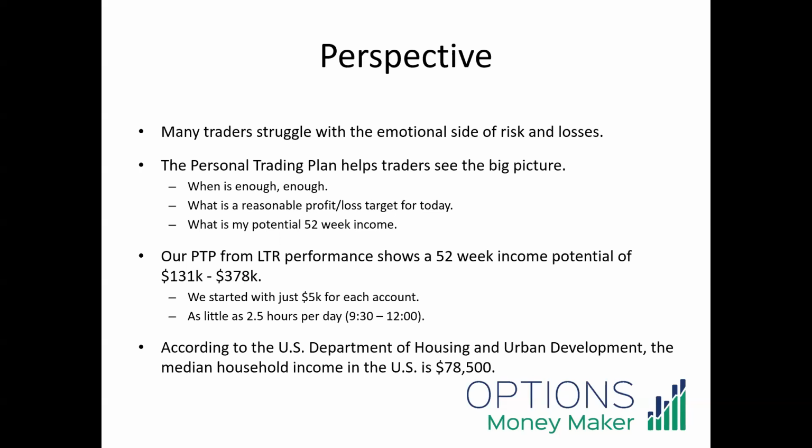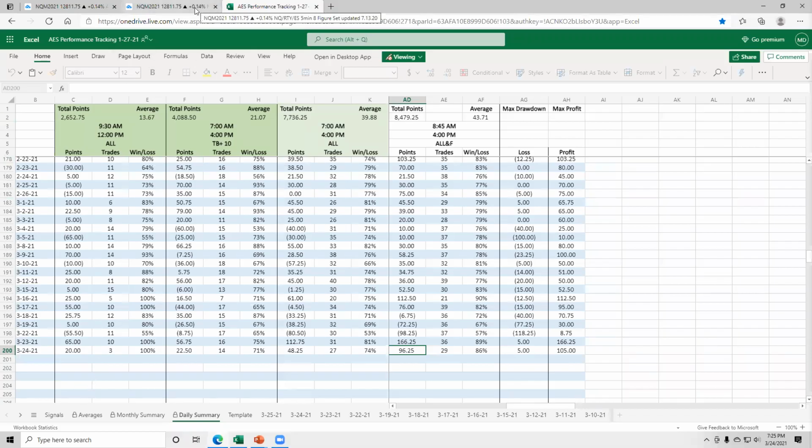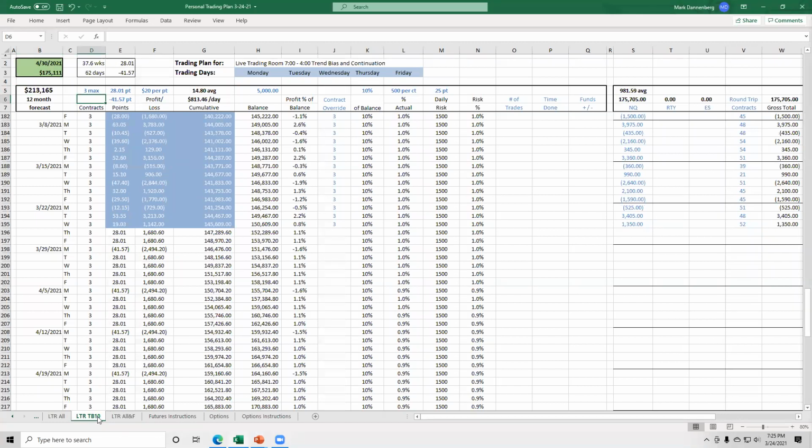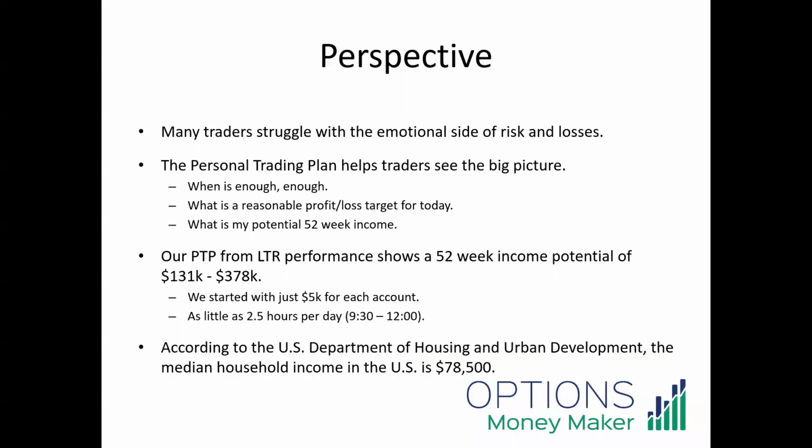If you have a goal to hit $200,000, for example, and you're trading in the 7 to 4 category, well, you know that if you hit 28 points of profit in a particular day, you could stop trading because that is your run rate that's helping you get to the goal that you have. So that's one of the ways we use it, and we think it's very effective at that. It's, what's a reasonable profit and loss target for the day? It helps you define that, and what's your potential 52-week income.